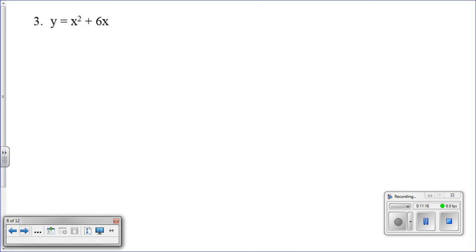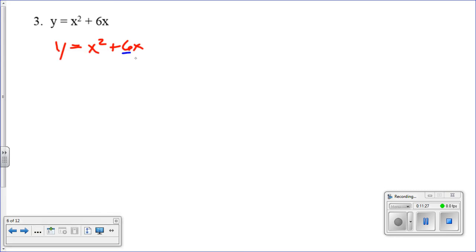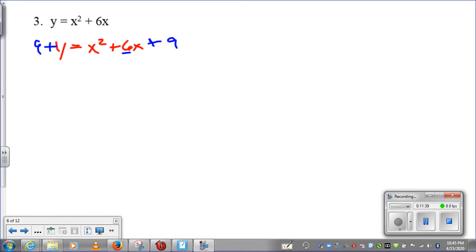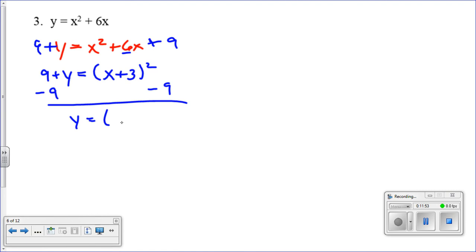I like this one, and I'll tell you why I like this one. I don't have a constant to move. So I can just look at it just the way it is and say, okay, I'm going to take half of that positive 6, which is positive 3, and square it. 3 squared is 9, so I'm going to add 9. I'm going to add that to both sides. So I get 9 plus y is equal to x plus 3, whole thing squared, and now all I have to do is move the 9 back. So I get y is equal to x plus 3 binomial squared minus 9.